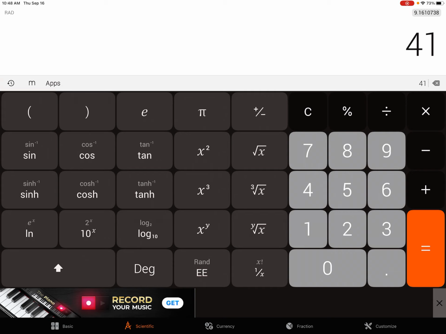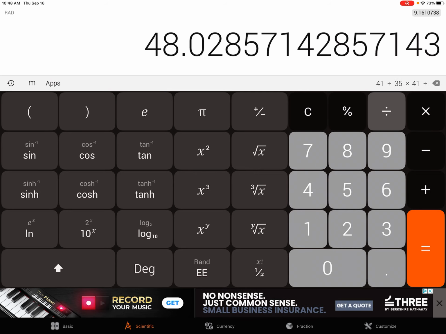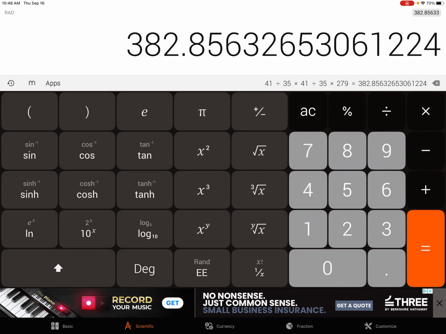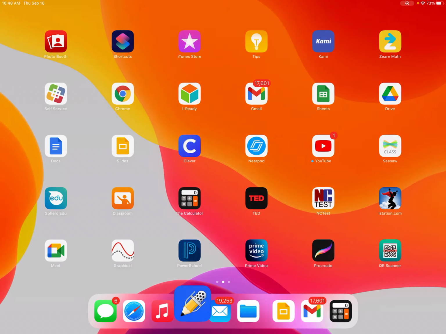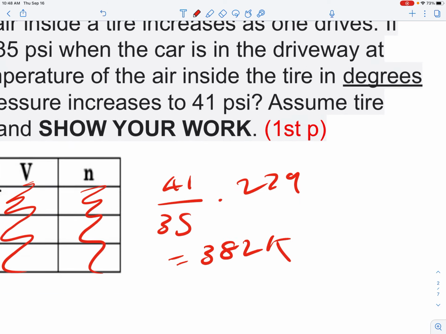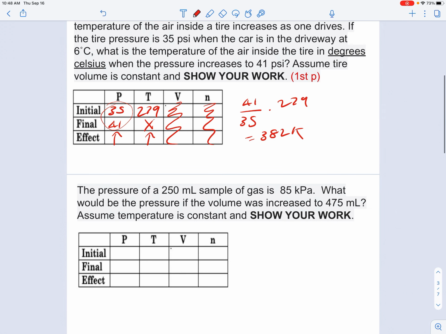41 divided by 35 times 279 equals 382. So we have a temperature of 382 Kelvin. What makes this problem a bit more tricky is they say, what is the temperature in Celsius? We had to convert to Kelvin to do the math, but now we've got to go back to Celsius. So we are just going to subtract 273.